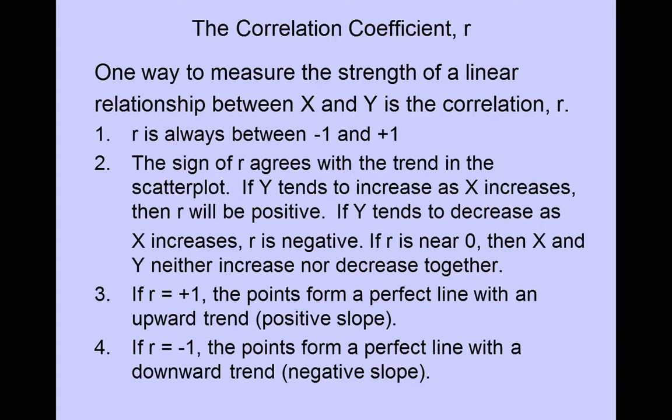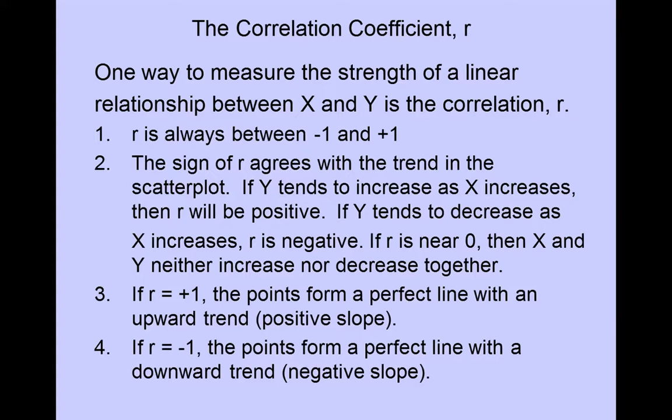The correlation coefficient, which is denoted by the letter r, is one way to measure what we call the strength of a linear relationship between two quantitative variables, x and y. Some of the things you want to know about the correlation is that r, the way it's calculated, is always between -1 and +1. It can't be less than -1 and it can't be greater than +1, and typically it is a decimal number.